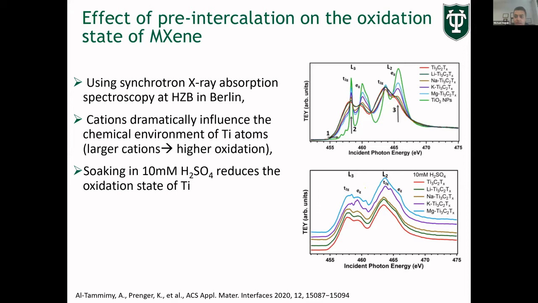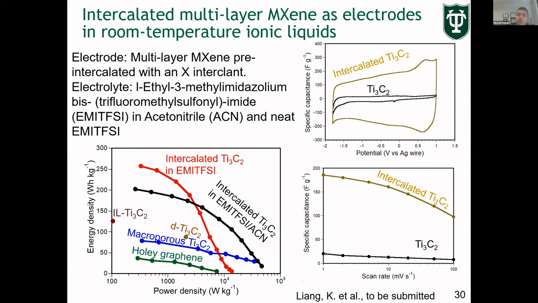But this suggests that the intercalation is not just changing the d-spacing simply, but also changing the oxidation state of the transition metal. And with changing the oxidation state of the transition metal and opening the layers, you can allow for larger capacitance in applications beyond the aqueous electrolyte.